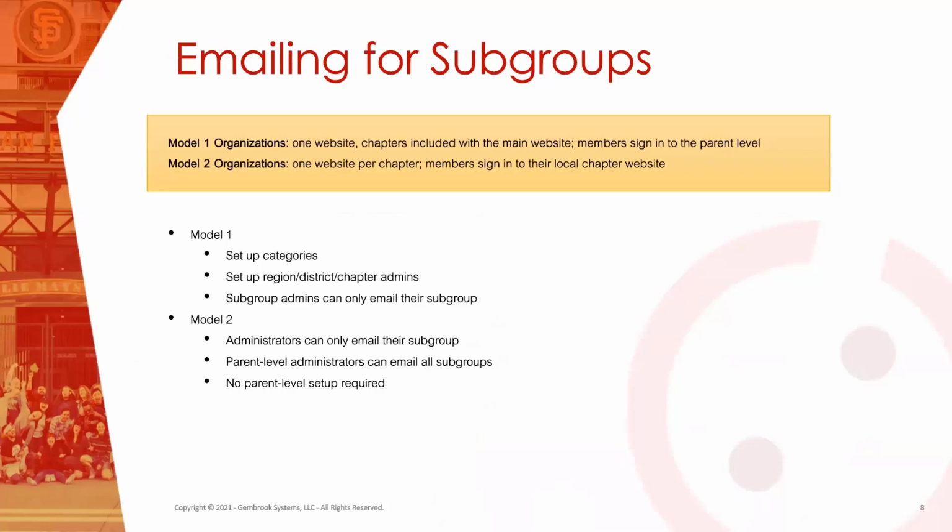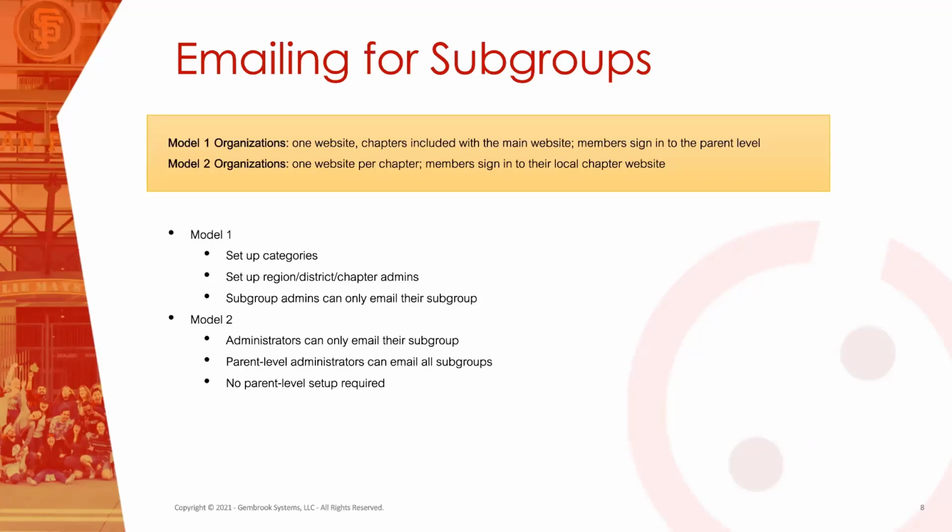With emailing for subgroups, we're really talking about two different types of organizations, either Model 1 or Model 2. A Model 1 organization is an organization where you have one website, chapters are listed on the main website, and members sign in at the parent level in order to manage their profile, sign up for events, sign up for discussion forums, and so on.